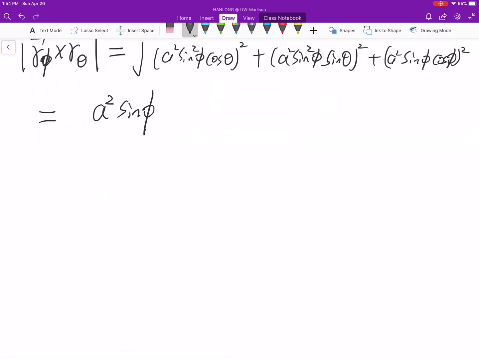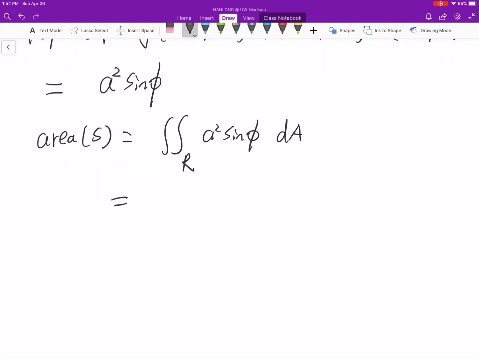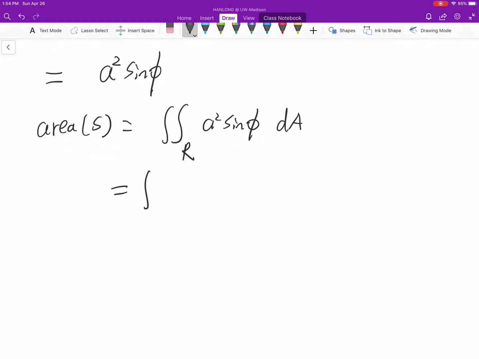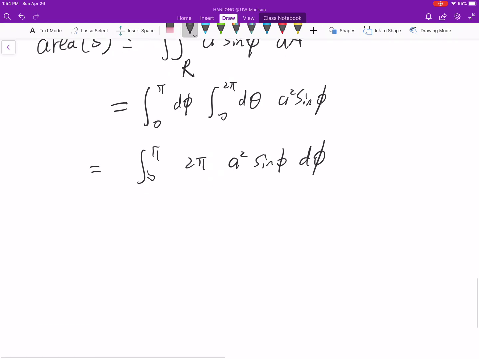Okay, next we plug into our formula, which says the area is given by the integral over R of a squared sine phi dA. This is a double integral. We just write down the domain and the coordinates. Since we have phi and theta, phi is between 0 and pi, d phi, and theta is 0 to 2 pi, d theta. So you have 2 pi a squared times the integral of sine phi d phi, which is 2 pi a squared negative cosine phi from 0 to pi. You have 4 pi a squared. That's what we expected.